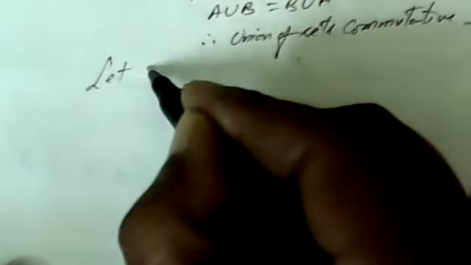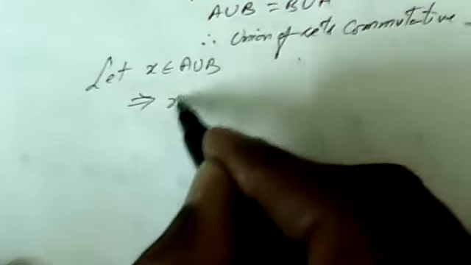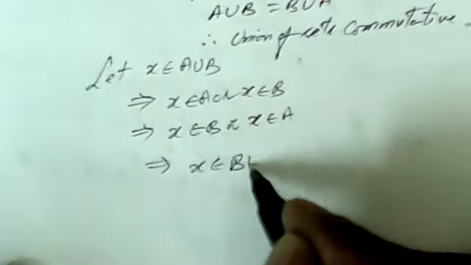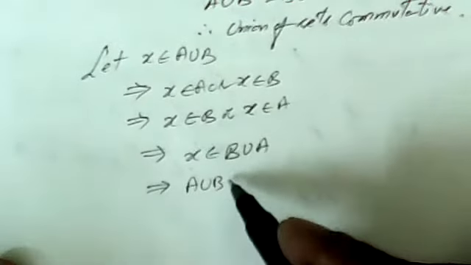So let us see the elementwise proof. Let us suppose x belongs to A union B. This in turn implies x belongs to A or x belongs to B. You can also write x belongs to B or x belongs to A. This in turn implies x belongs to B union A. That means we supposed x belongs to A union B and arrived at x belongs to B union A. That means A union B is contained in B union A.